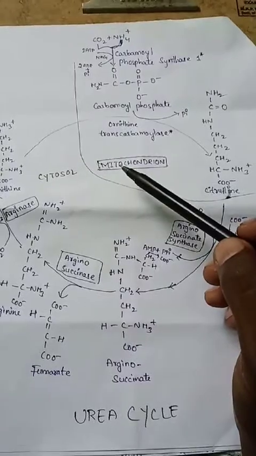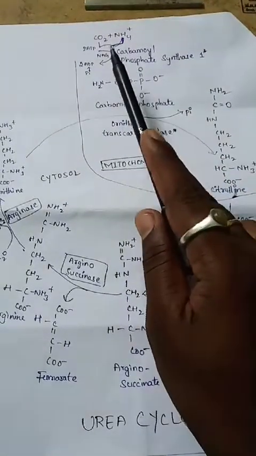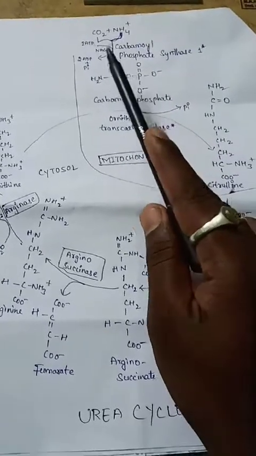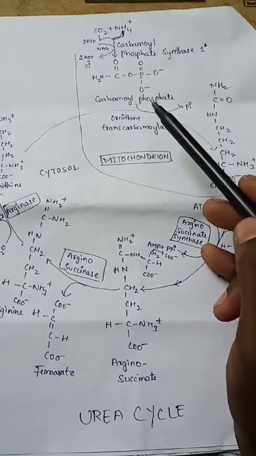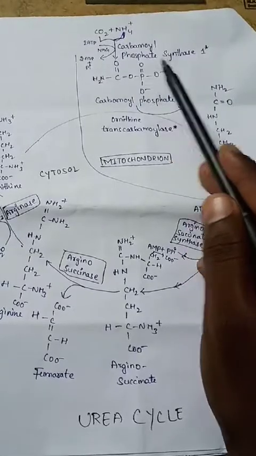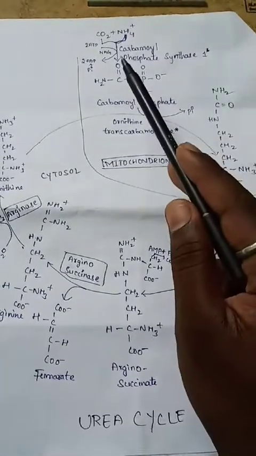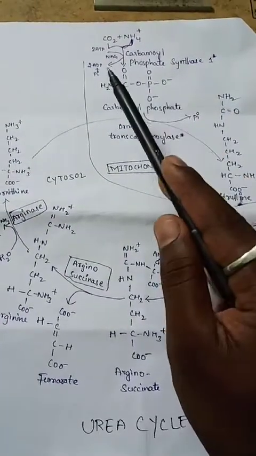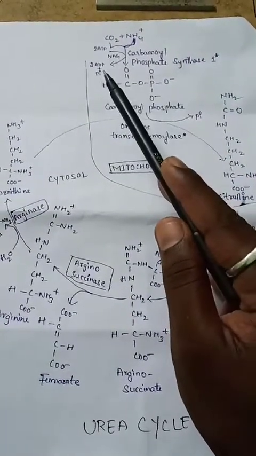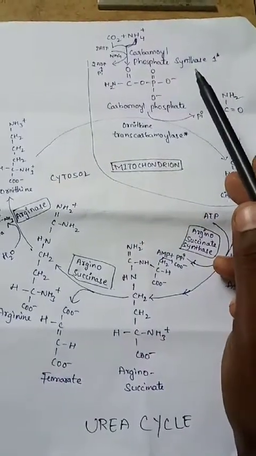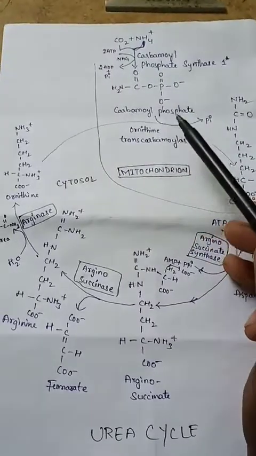So first, what happens in the mitochondrion? In the mitochondrion, carbon dioxide and NH4 ammonium utilize two ATP molecules and convert to carbamyl phosphate. In the presence of which enzyme? Carbamyl phosphate synthase 1 enzyme. Carbon dioxide and ammonium are converted to carbamyl phosphate by utilizing 2 ATPs, which convert to 2 ADP. This is called carbamyl phosphate.